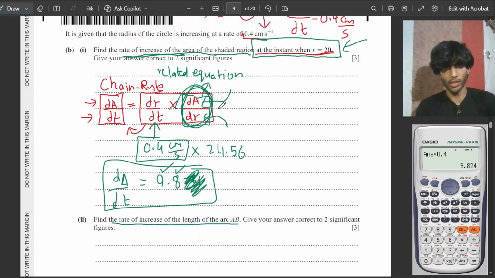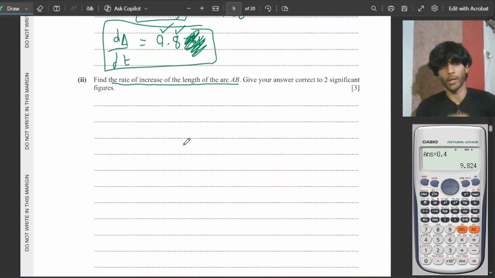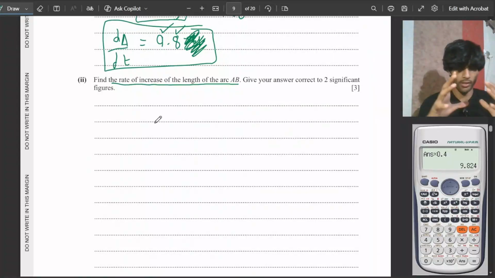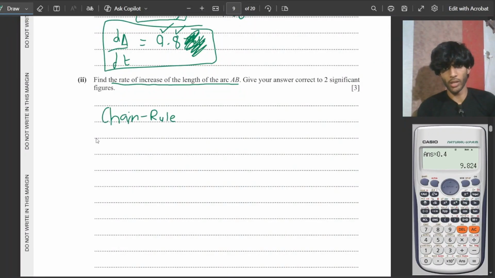Again, what was the information that I was given at the start? I was given the rate of change of the radius. And over here, they're asking me for the rate of change of the arc. Therefore, I'm going to start off with my radius information, and I'm going to find out my arc information. That means I'm going to use the what rule? The chain rule. So I'm trying to find my what? I'm trying to find my arc length.